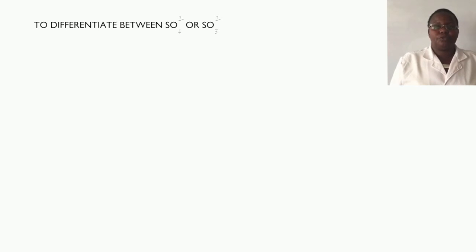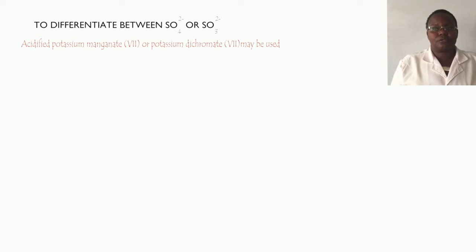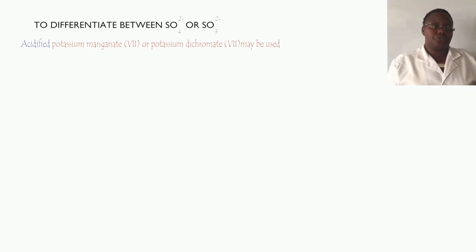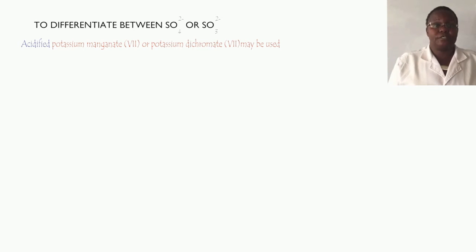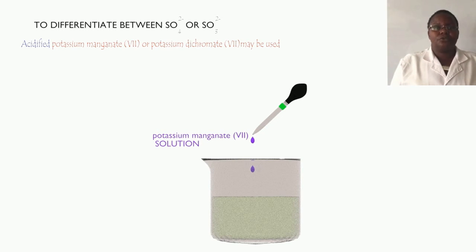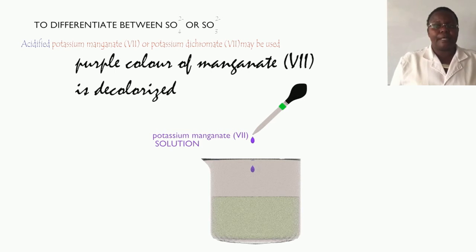We need to differentiate between sulfate ions and sulfite ions here, and we can do that using two test solutions: potassium manganate 7 solution, which is purple, and potassium dichromate 6, which is an orange solution. Both solutions should be acidified, and so if you have a test solution and you suspect it is a sulfite, you add a few drops of potassium manganate 7 solution or potassium dichromate 6 solution and warm.